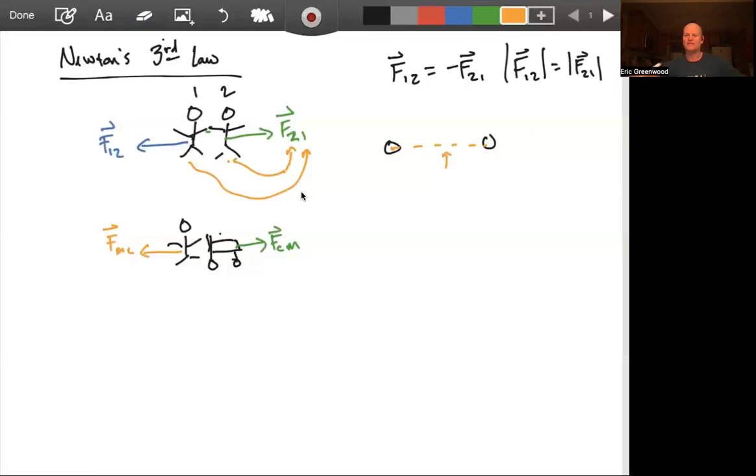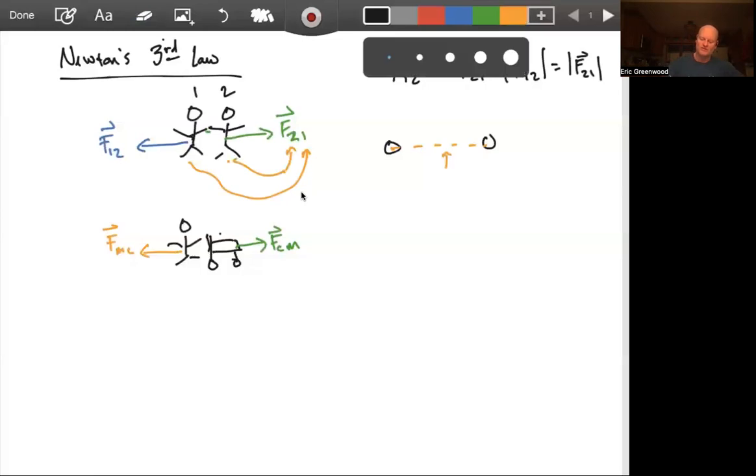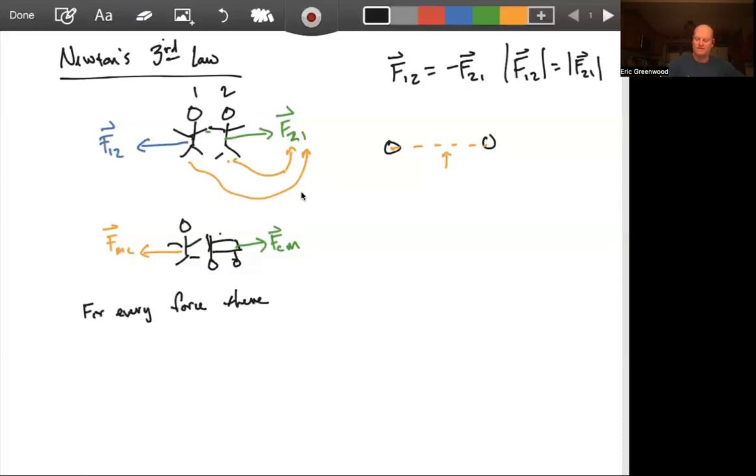Okay. Now, this is Newton's third law. Newton's third law again simply says that for every force, there's an equal and opposite force. So for every force, there is an equal and opposite force. Now I can't spell the opposite force. Newton's third law. So this will always be true.